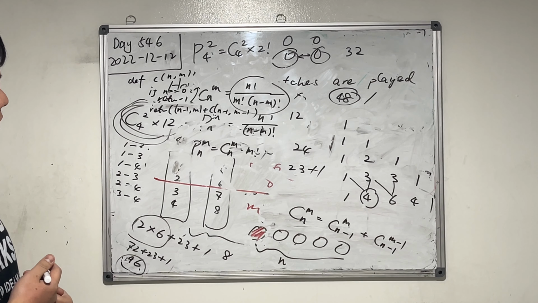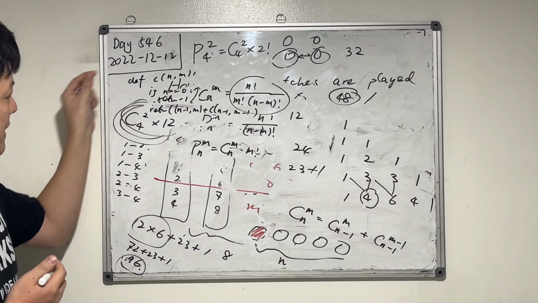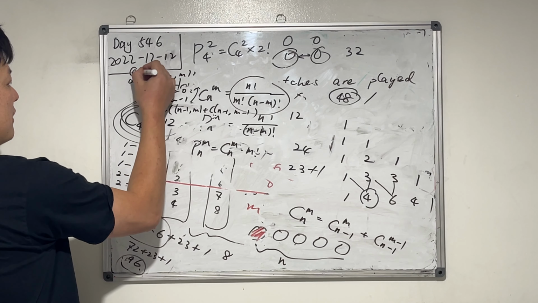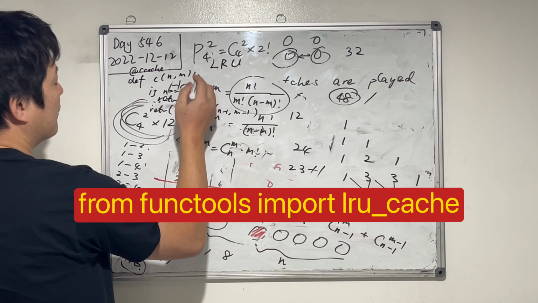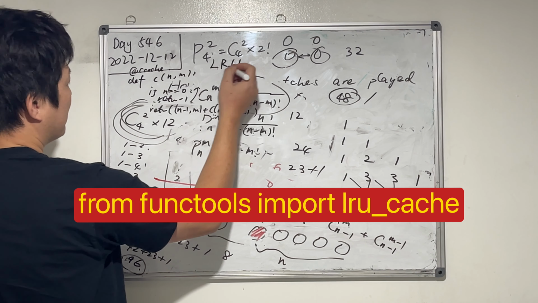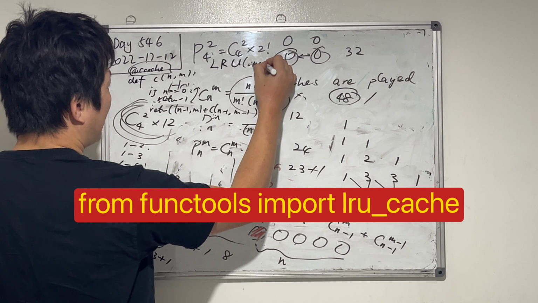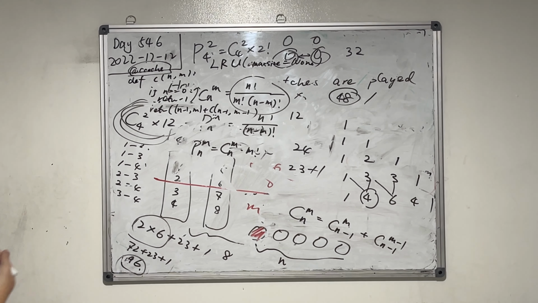We can remember the intermediate values by memoization, putting in a cache. LRU cache, least recently used cache from functools. Import lru_cache, max size equals None. This is the memoization, top-down dynamic programming.